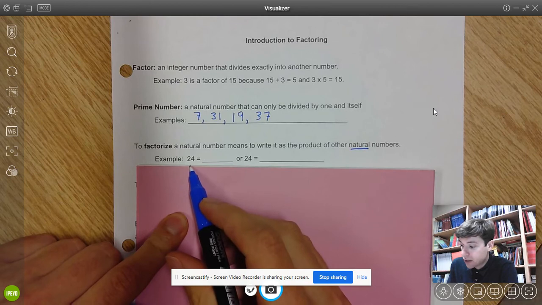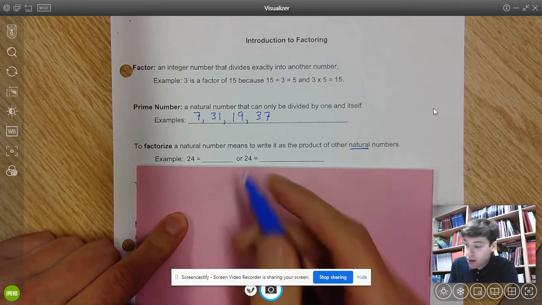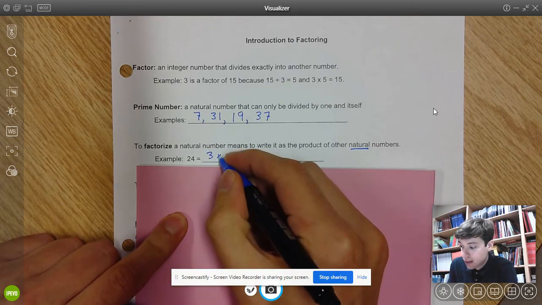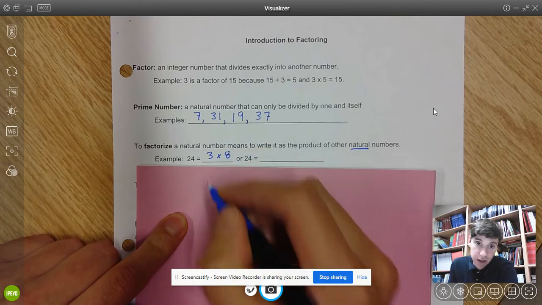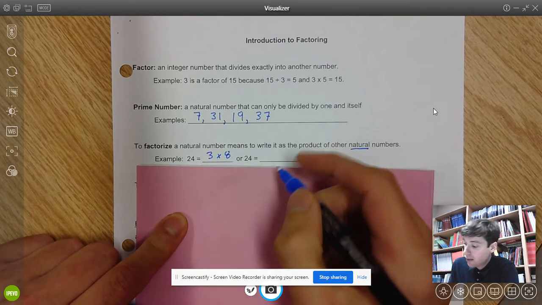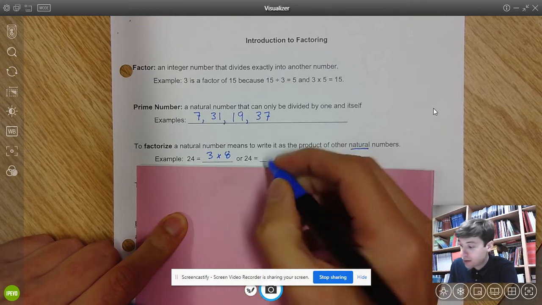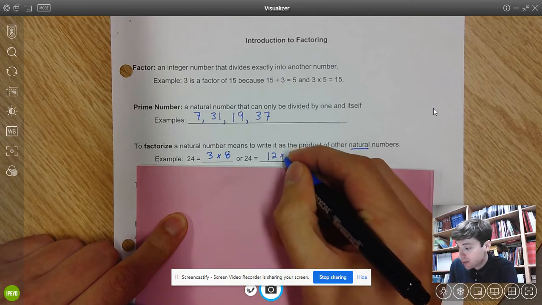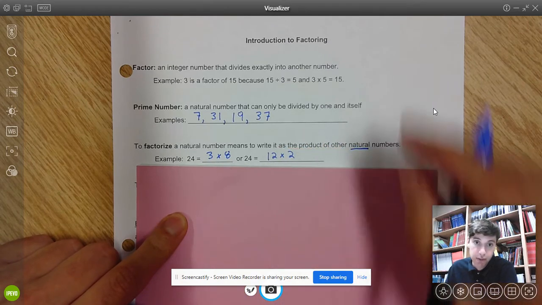So to factorize means that I'm just going to write 24 as a product of 2 numbers. 3 times 8. So I factorized it by writing it as a product of its factors. There's obviously different ways to factorize numbers. 12 times 2 also works.